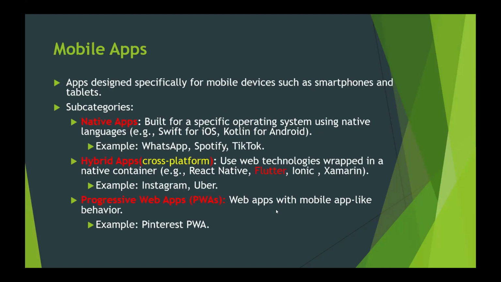Mobile apps are another type of application category. In mobile apps, there are three types: native mobile app, hybrid mobile app, and PWA mobile app. PWA is not exactly mobile. Any website developed as a PWA, a progressive web app, can be treated as a web app as well as a mobile app.